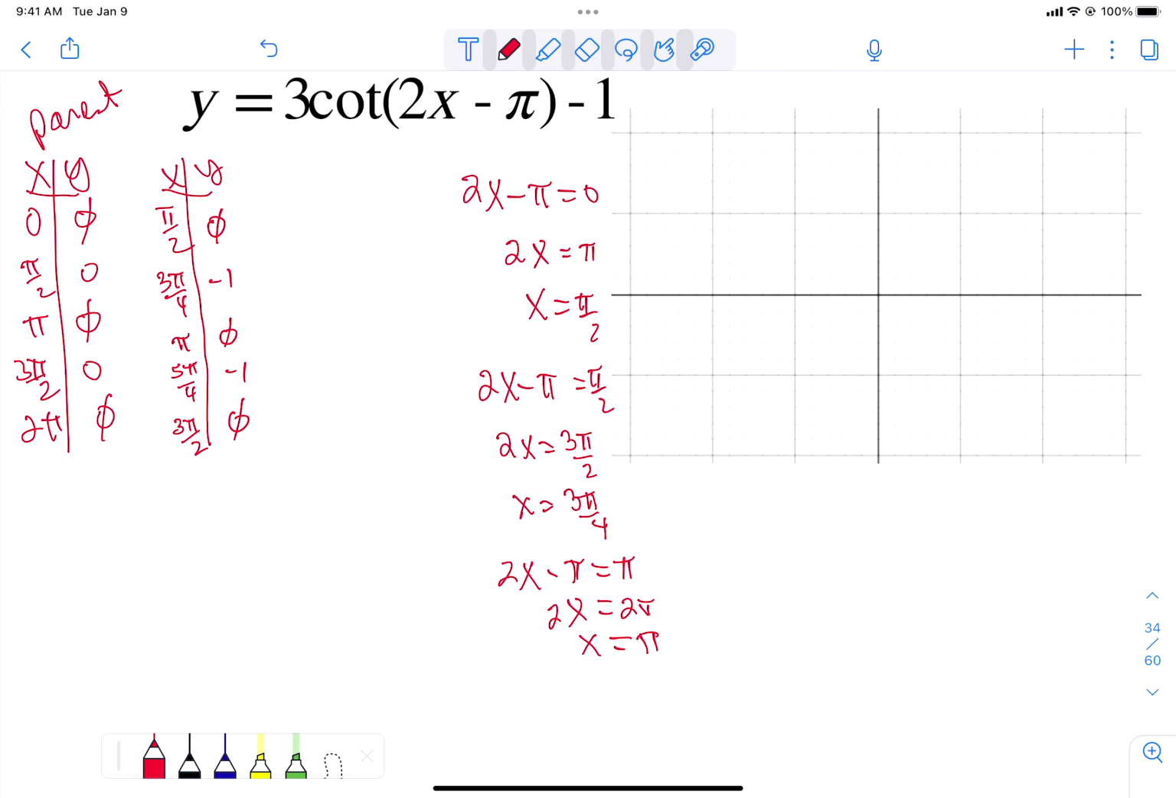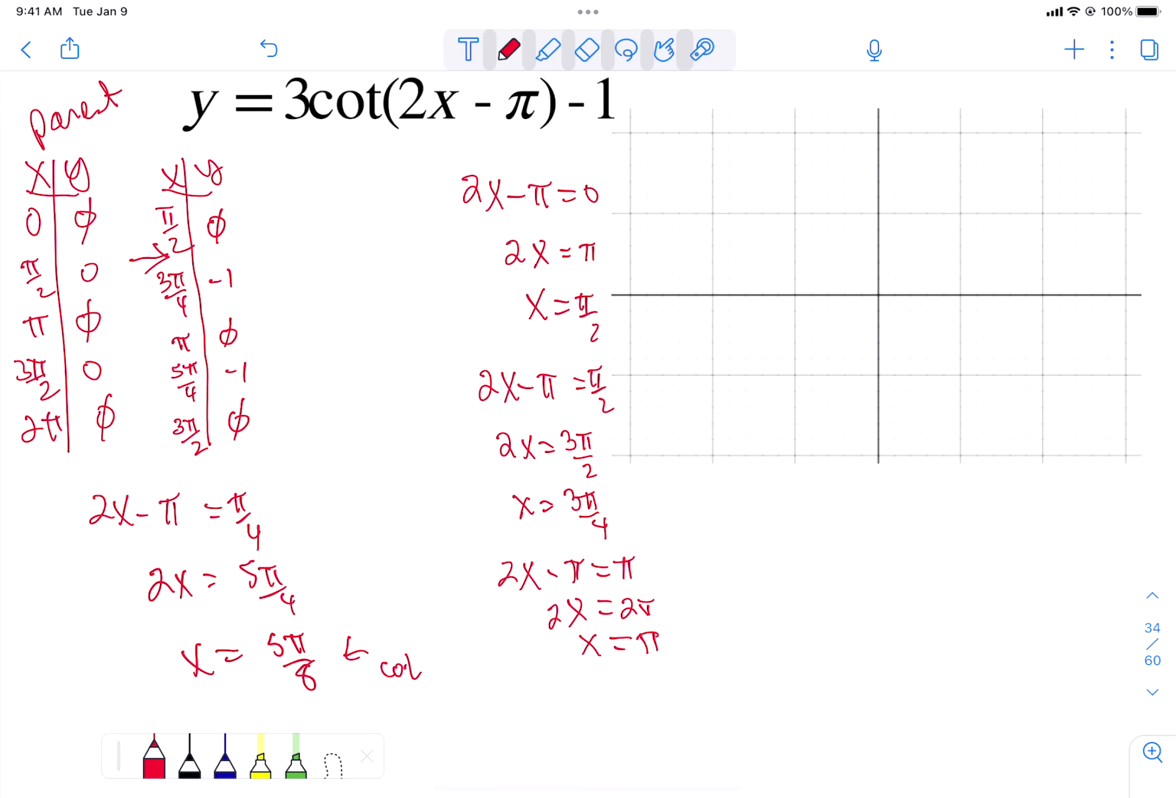Now let's think about our pi over 4. That pi over 4 is usually 1 for a tangent and a cotangent. So 2x minus pi is equal to pi over 4. Where's the 1 happening? Well, we get 2x equals 5 pi over 4, which is 5 pi over 8. So 5 eighths, where the heck is that? 5 eighths is 0.625. So it's right here, right in there. At that point, that would normally be 1. 3 times 1 is 3. 3 times 1 minus 1 is 2.